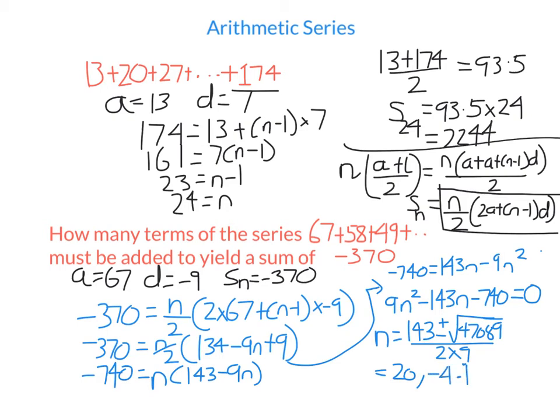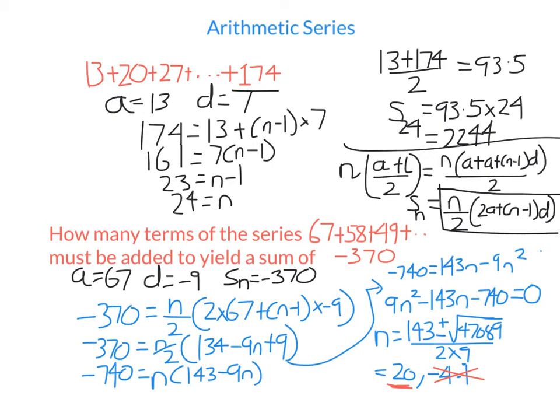So we can't have a number of terms that's either negative or not a whole number. So this won't be the answer. We just accept this one. N is 20. What does that mean? I need 20 terms of this sequence to add up to minus 370. So it's a lot of work, but in the end, it's just solving a quadratic.